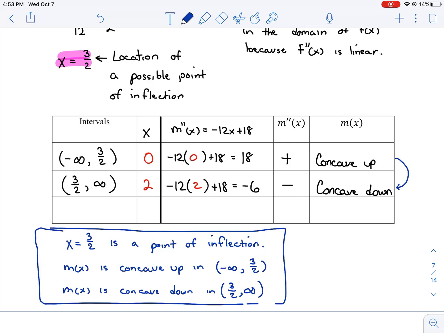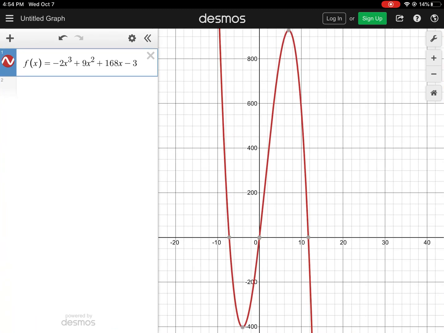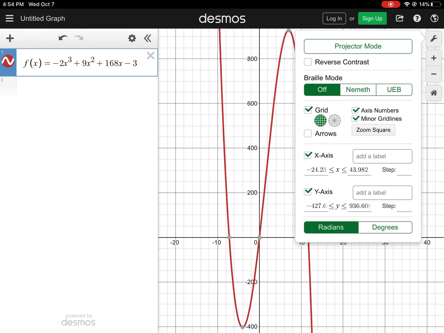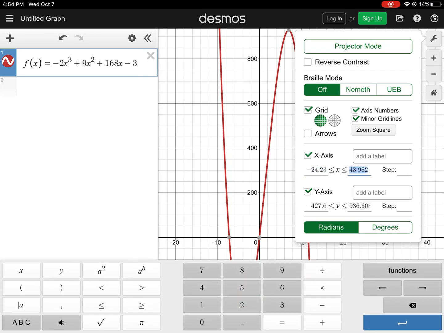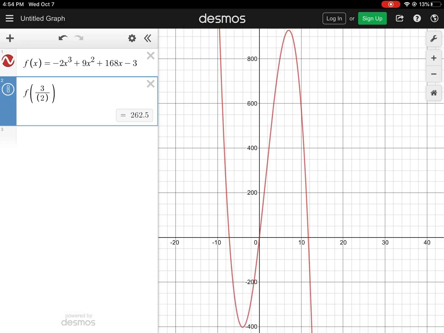Okay, now I'm going to show you in Desmos. So here's the graph, and over here in the top right-hand corner, there's a wrench. These are the intervals that I've used, so about negative 24 to 43 for x, and then negative 427 to 936 for y. Feel free to change those up. And what I'm going to do is I'm going to evaluate f of 3/2. And it looks like that's 525 halves.